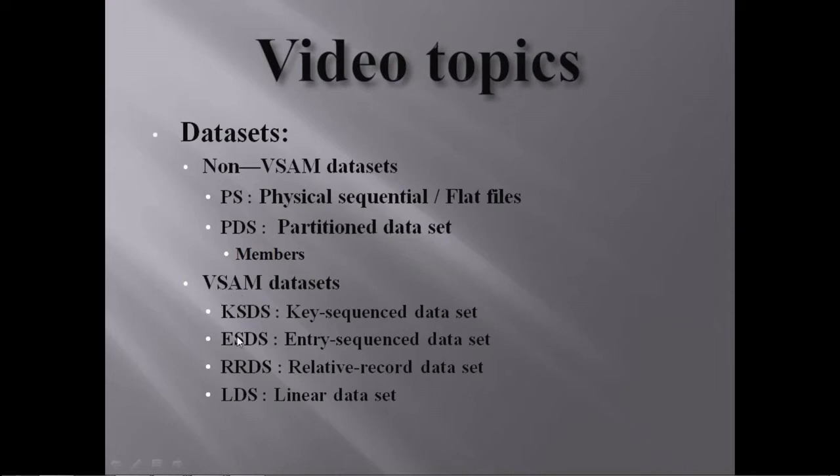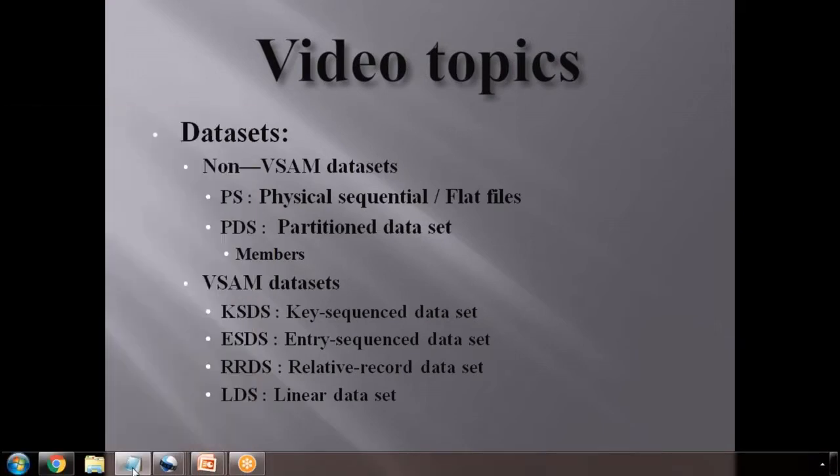In VSAM, there are four types of files. Here, dataset and file both mean the same. KSDS, key sequenced data set. ESDS, entry sequenced data set. RRDS, relative record data set. LDS, linear data set. So let's try to understand what we do with the PS file, what we do with the PDS and other files.